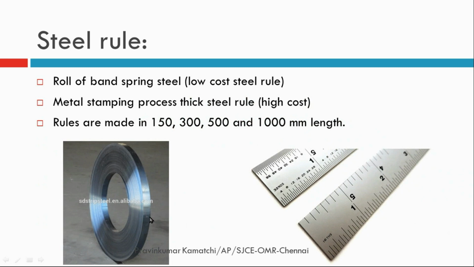Rules are produced with the help of this type of roll of band spring steel, and then with the help of a laser engraving machine we produce the markings on the steel rule. And these are the available sizes of steel rule in the market: 150 mm, 300 mm, 500 mm, etc.